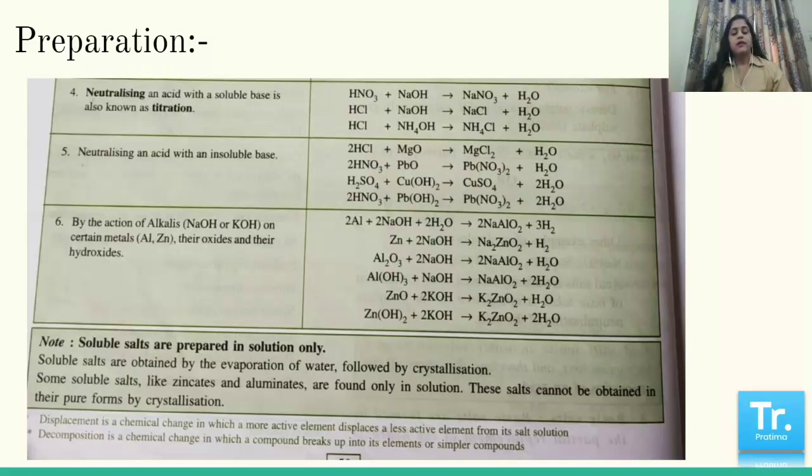Okay. Soluble salts are prepared in solution only. So the soluble salts are obtained by the evaporation crystallization method, if you remember last year's separation chapter. Some soluble salts like zincate and aluminate are found in solution, so they cannot be obtained in pure form by crystallization. But basically soluble salts can be prepared by the crystallization method. This we have done earlier.